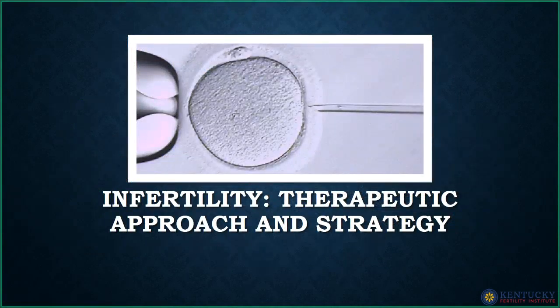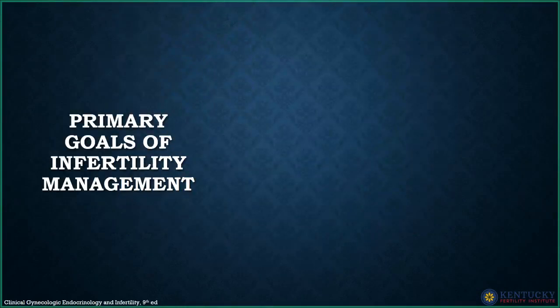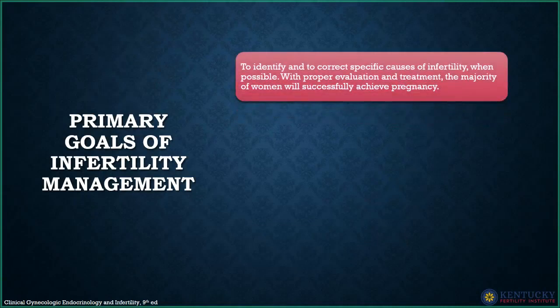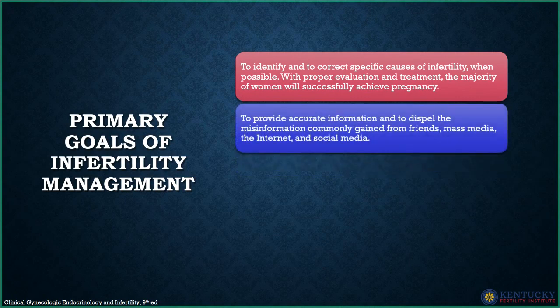Okay, with that, we'll move to how we treat it, how we make infertility better, how we can help these women and couples conceive. So there are 4 primary goals of how we manage infertility, as we've been talking about. If we can identify the specific causes of infertility when possible, when present, with proper evaluation, with treatments designed to address the issues we encounter, the majority of couples can successfully conceive. That can be very rewarding, certainly from a clinical standpoint, to help couples overcome these barriers that we identify. A very big part of our job is education.